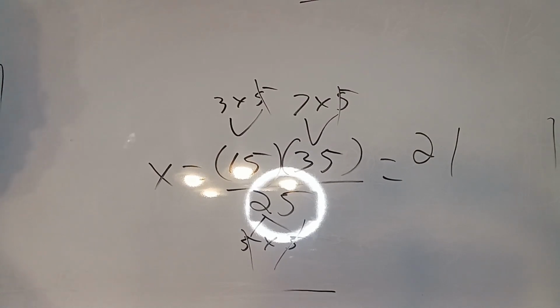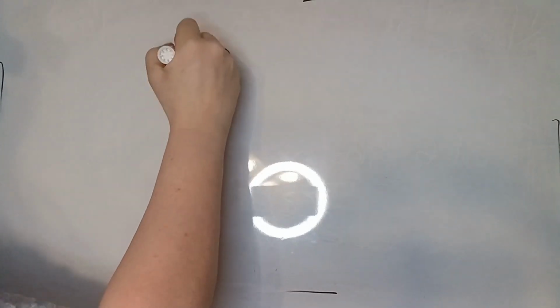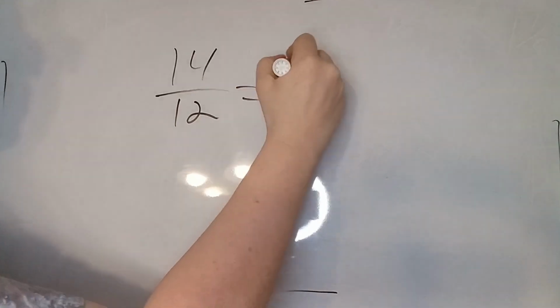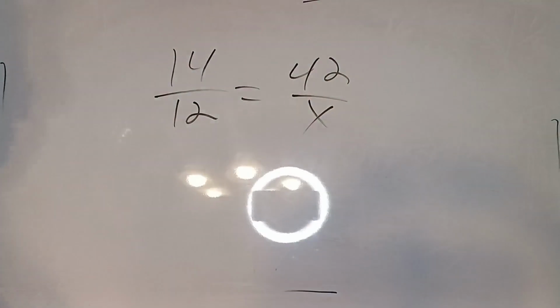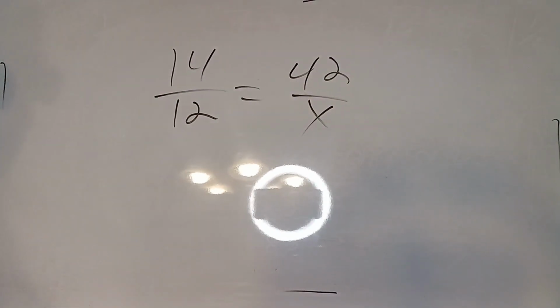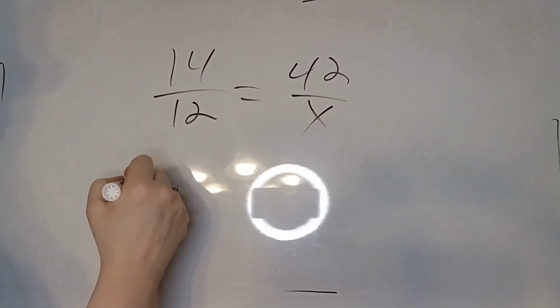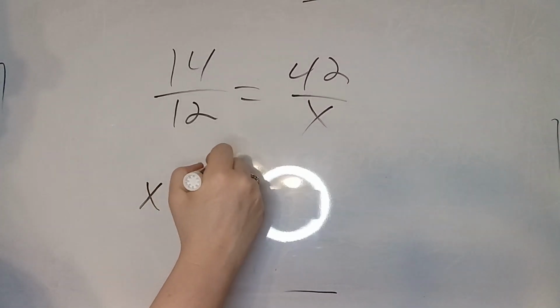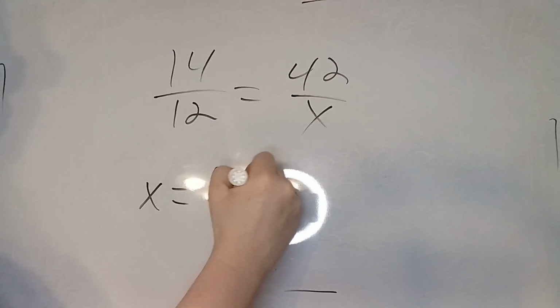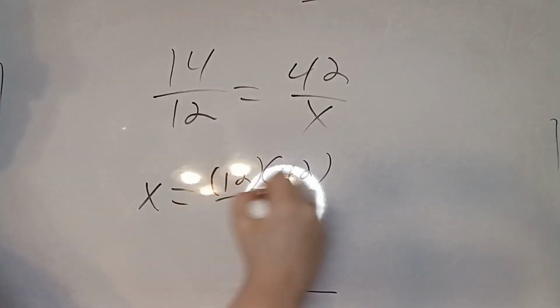Let's look at one more. All right, let's go 14 over 12 equals 42 over x. All right. We write it like we're going to do the cross multiplying. 12 times 42 divided by 14.